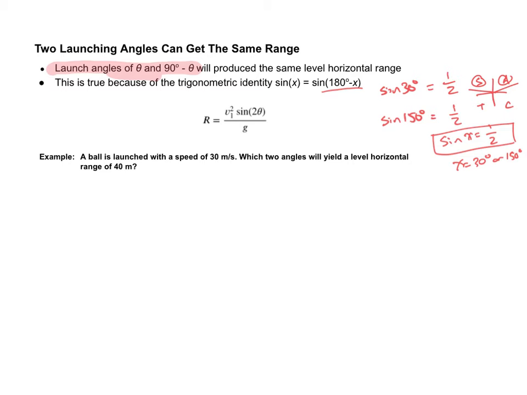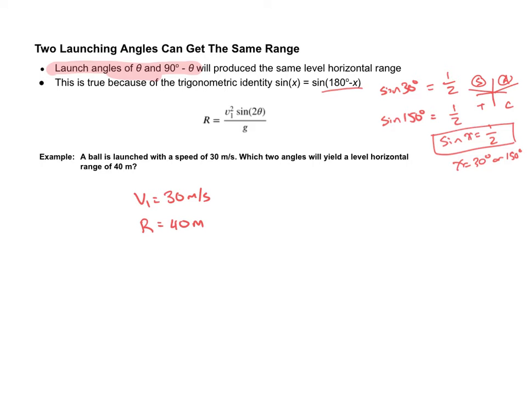But at this point, you can take that as a fact when you go and do your problem sets and your quizzes and all of that. So for this example here, a ball is launched at 30 meters per second. That'll be the launch speed. And which two angles will create a horizontal range of 40 meters? So R equals 40. And this time we are solving for theta.